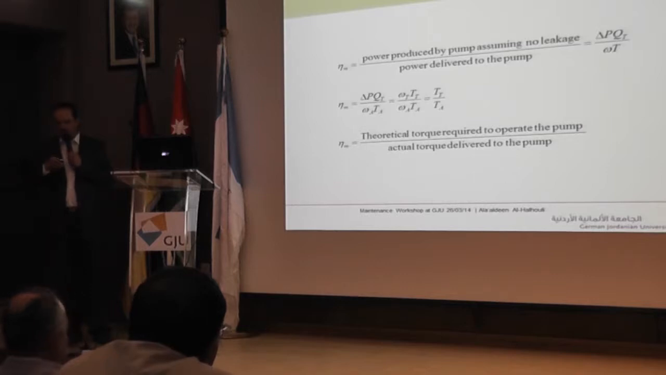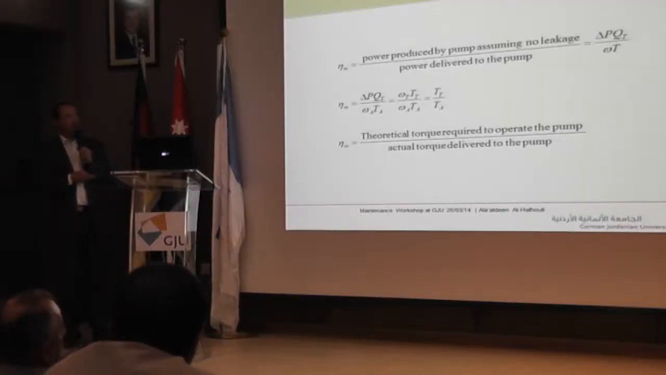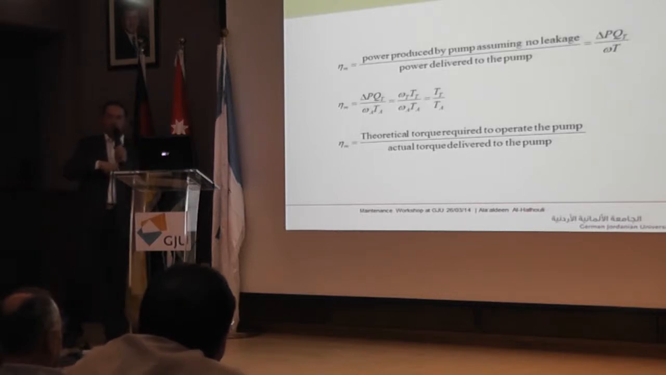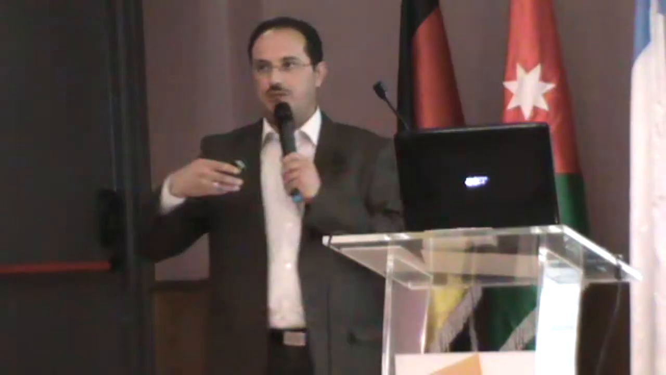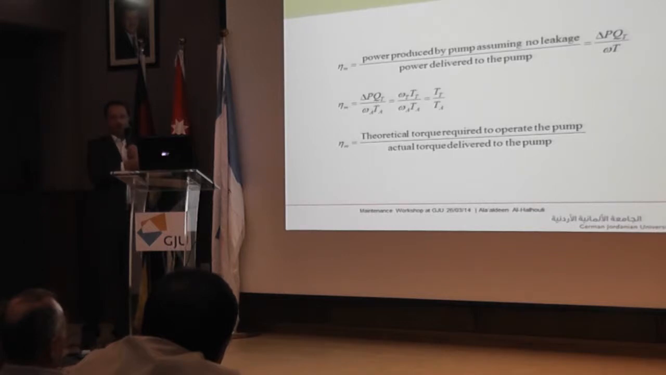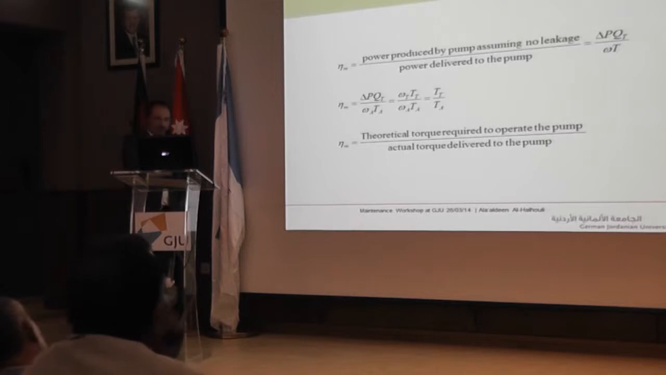Now the second thing is the mechanical efficiency. So we have first the volumetric, second the mechanical, and as you can see, it is the power produced by the pump assuming no leakage divided by the power delivered to the pump. Now we are talking about power. Previously we were talking about flow rates, or the torque leakage. The power produced by a pump is the pressure difference multiplied by the theoretical flow rate, and the power delivered to the pump is the rotational speed omega multiplied by the torque. Now the most important thing here is the overall efficiency, which is the multiplication of the volumetric and the mechanical efficiencies. So these are general terms that one should monitor when going to select a pump.